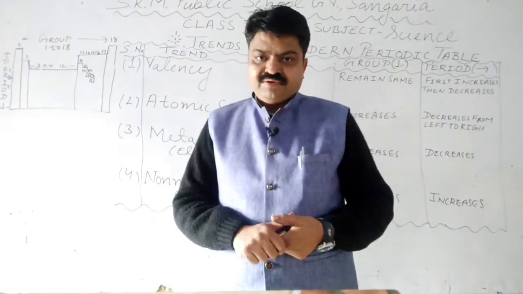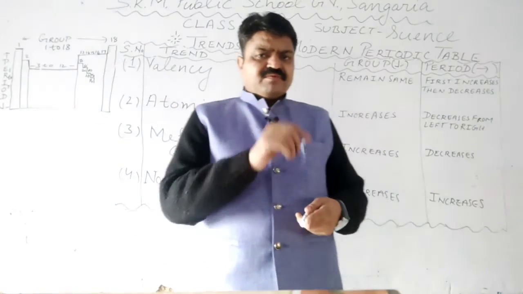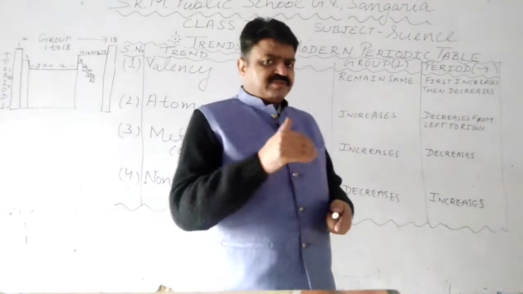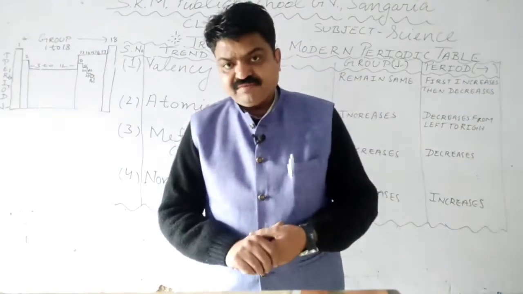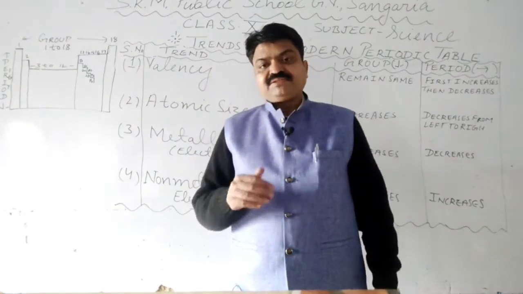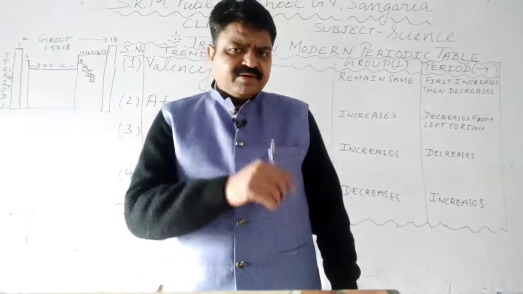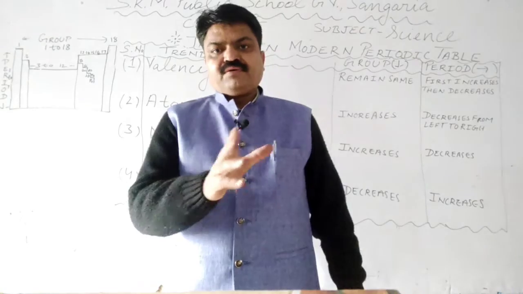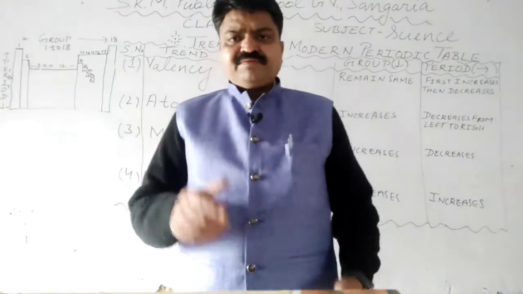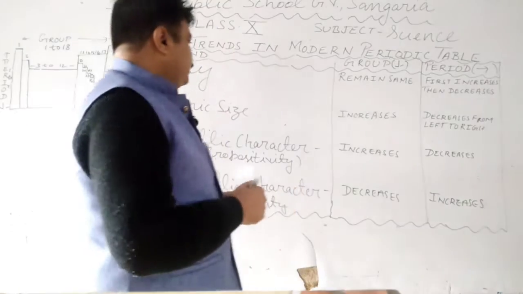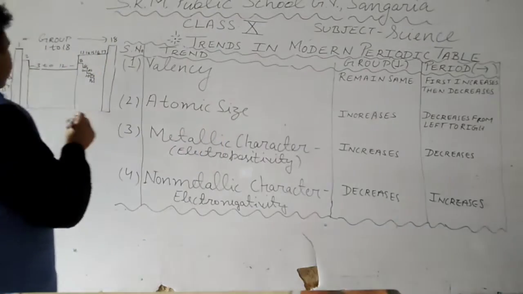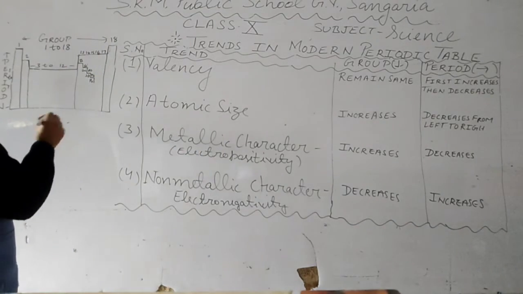modern periodic table. So about valency, student, first you should know what valency is. Valency means the combining capacity of an element, and we can know it with the help of electronic configuration. Like there is one element that is known as sodium. What is it? It is sodium, student.